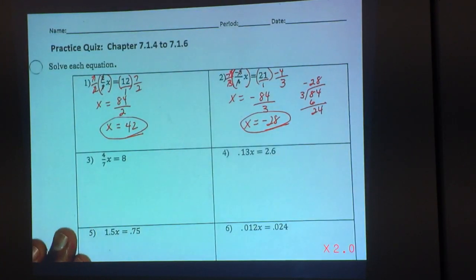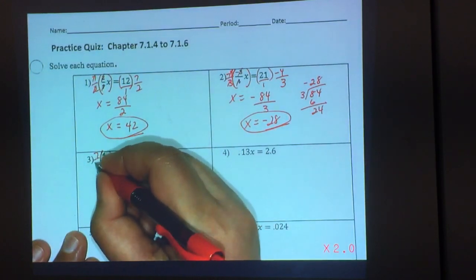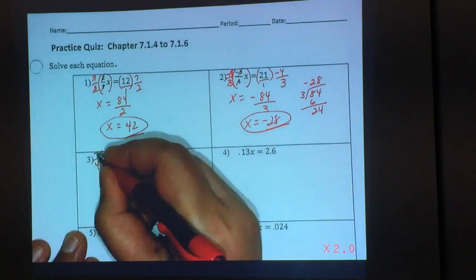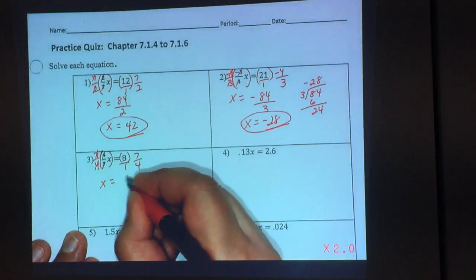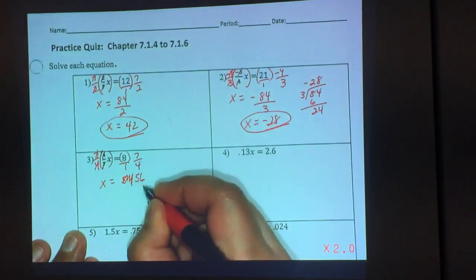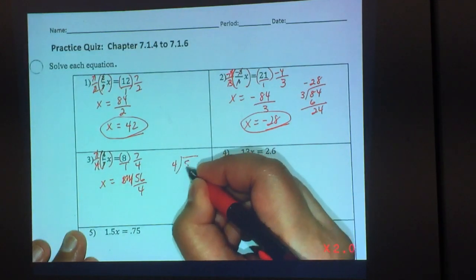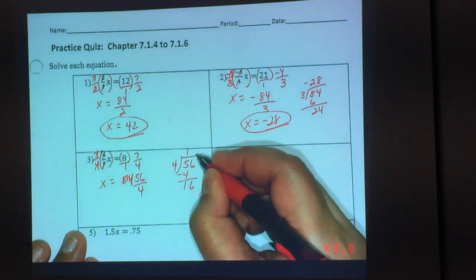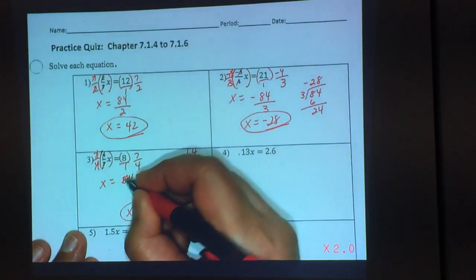What's the reciprocal of 4/7? 7/4. Putting a 1 in there. Giant 1. 8 times 7 is 56. 1 times 4 is 4. How many times will 4 go into 56? It goes in there once, that's 4. 4 goes into 16 4 times. So, x equals 14.